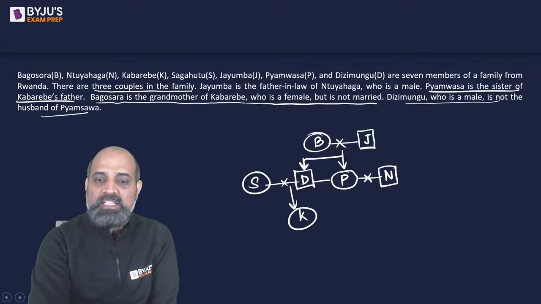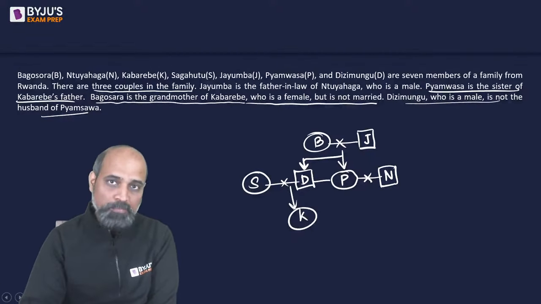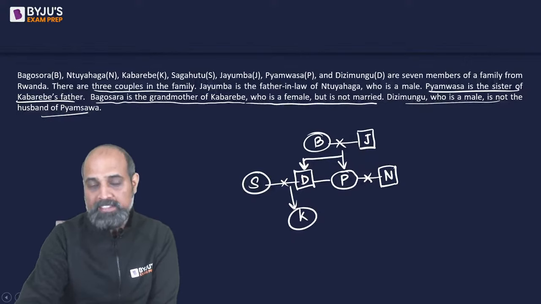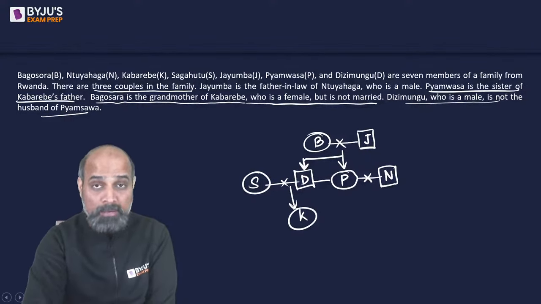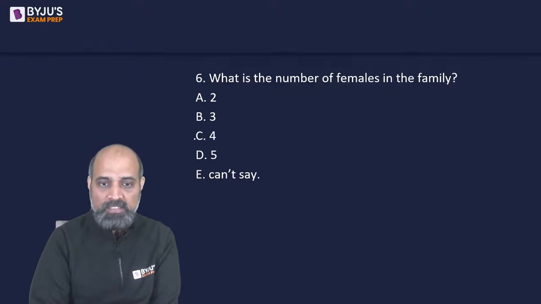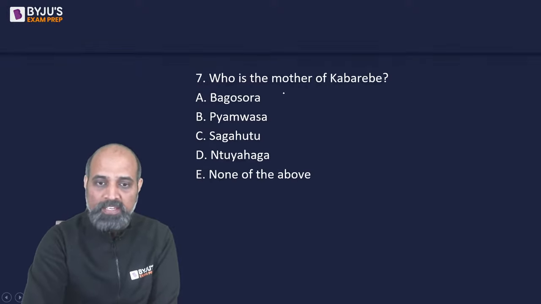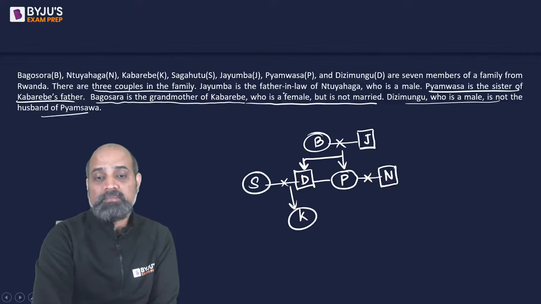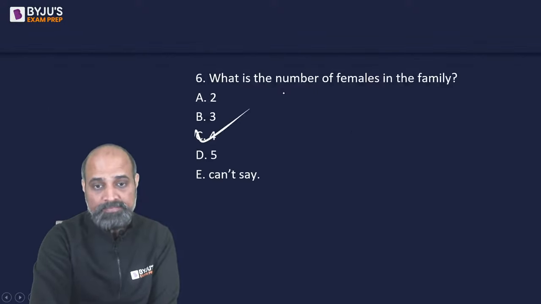What is the number of females in the family? We have three couples. Each couple has a female, of course. And then we have an unmarried female, K. So there are going to be a total of four females. Charlie option. Okay. Who is the mother of K? Mother of K is going to be S.